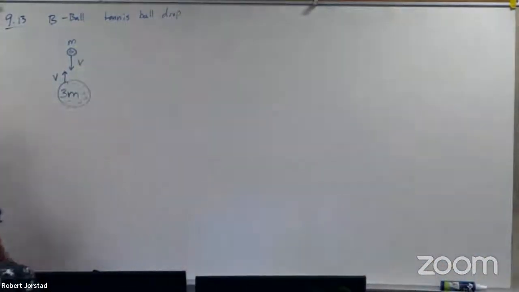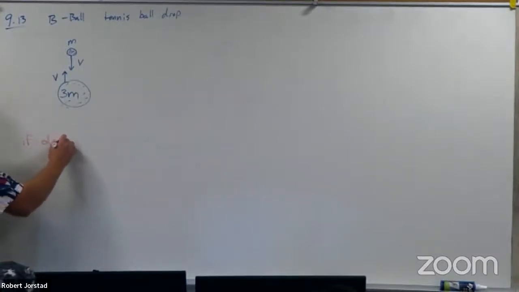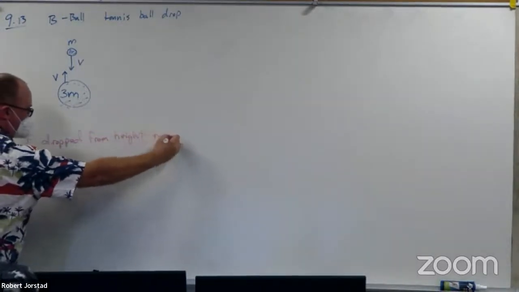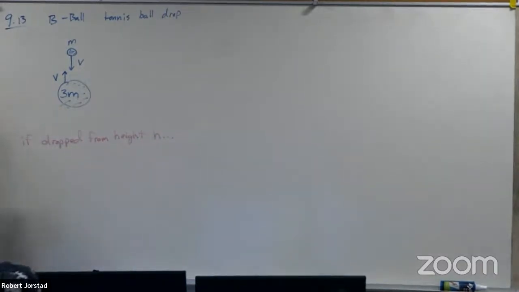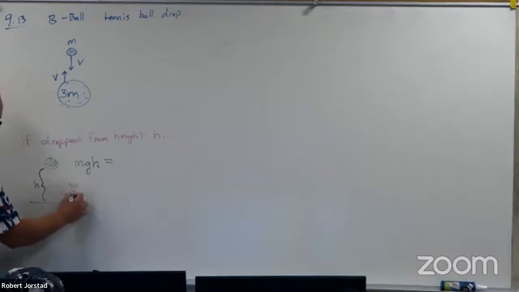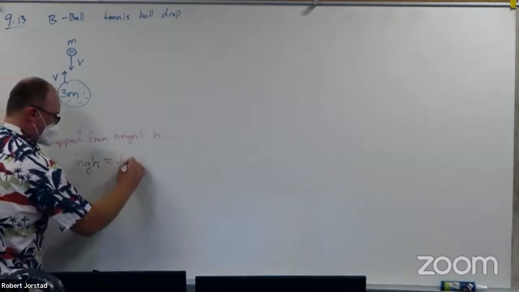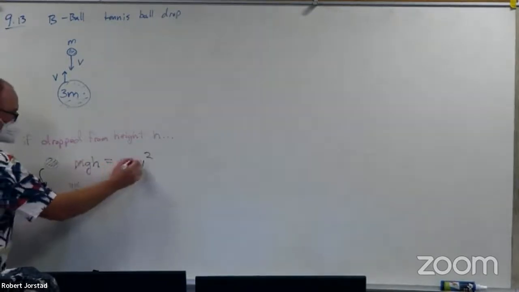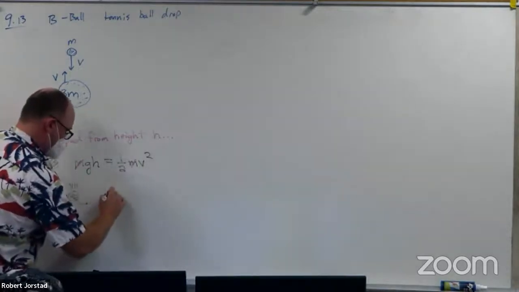To be clear, if we drop them from height h, I'm going to do a quick energy problem. If we take one ball and it falls distance h, what type of energy does it have initially? mgh. Then down at the bottom when it's moving, what type of energy does it have? Kinetic. What's the speed at impact? The square root of 2gh. V equals square root of 2gh. So just keep that in mind.